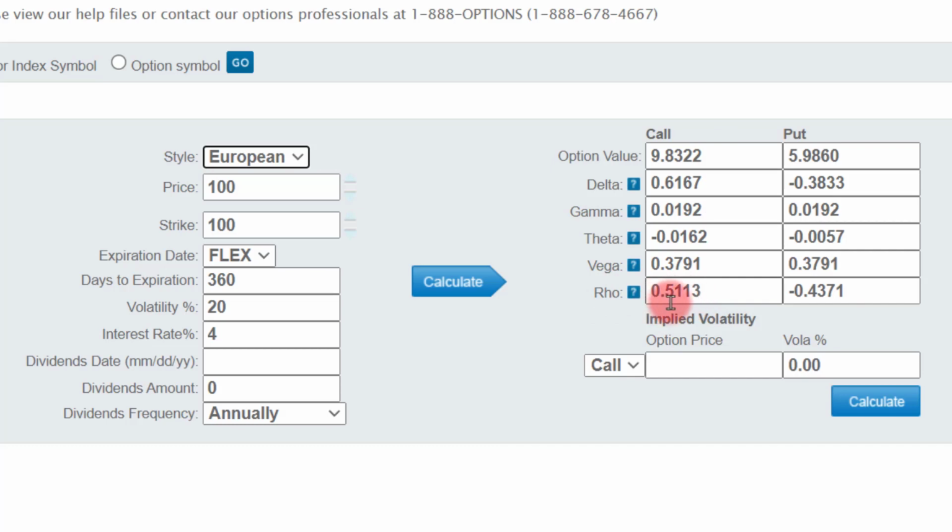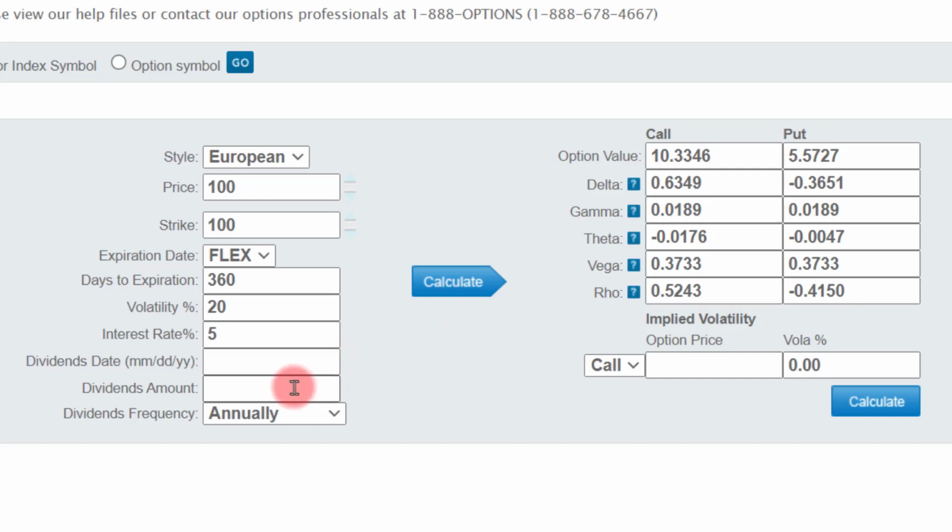It tells us that if interest rates rise, the call is going to rise. What about the put? If interest rates rise, the put's going to fall about 43, maybe 44 cents. That's what the minus sign is. So let's try it and see. Let's go from 4 to 5. And there we go. About 10.33 and 5.57, exactly what rho predicted.